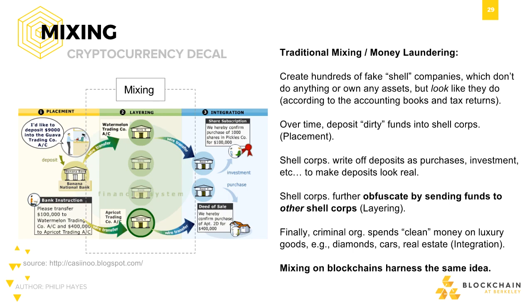the layering step of traditional money laundering. In traditional money laundering, we have a bunch of shell companies, and we deposit our funds into these shell companies and write them off as, I don't know, investments, input costs, etc. And over time, you have these shell companies send funds between each other in a really complex trail, and its intention is to obfuscate the path that the money actually went through. And then finally, presumably, you have clean funds, and now you're able to spend these funds for whatever you want.